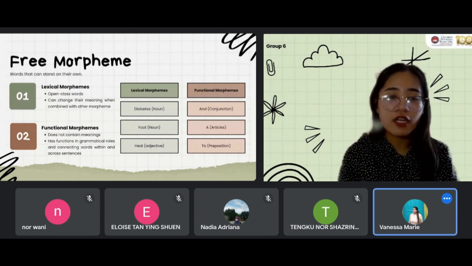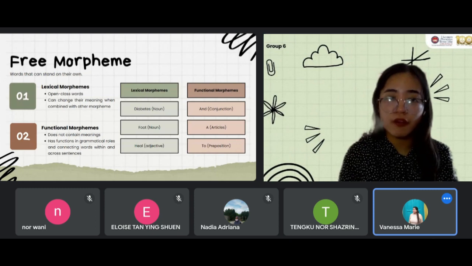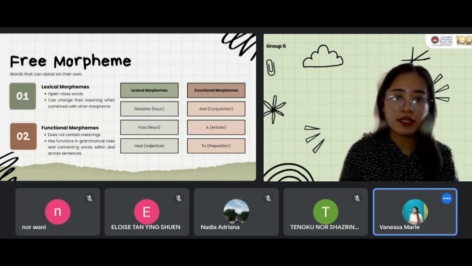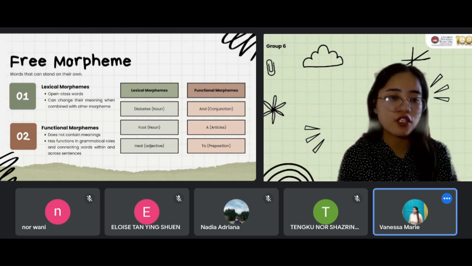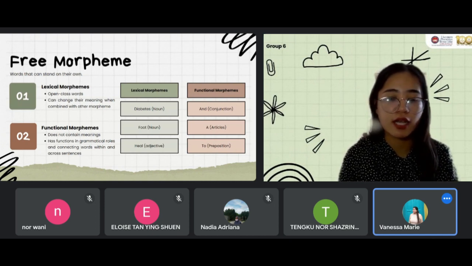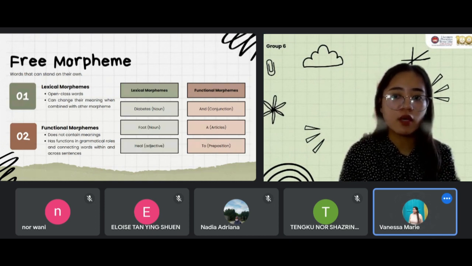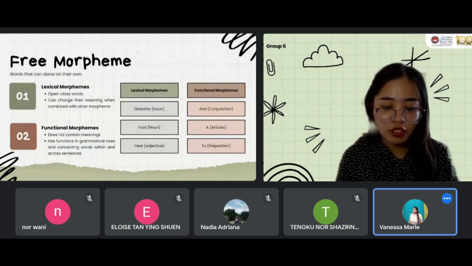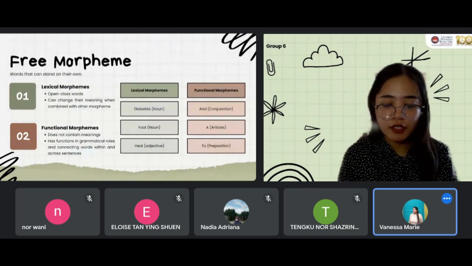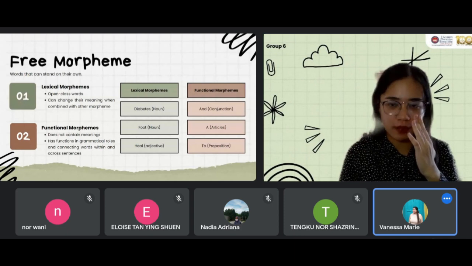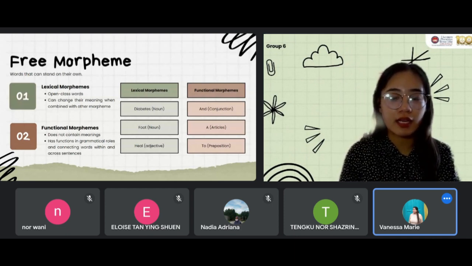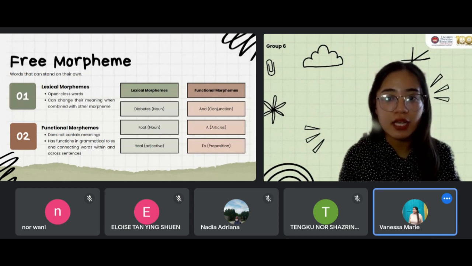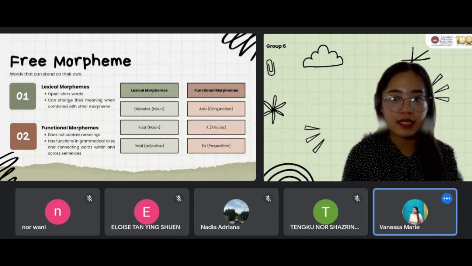Next, for functional morphemes. Functional morphemes, on the other hand, do not contain meaning, but they still have function in grammatical roles and connecting words. For example, the word and as conjunction, a as article, and to as a preposition. All of these words do not have any meaning if they are not used in a completed sentence.